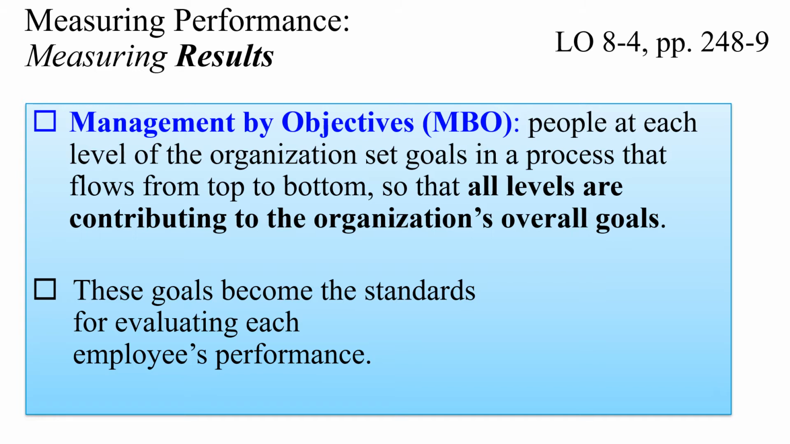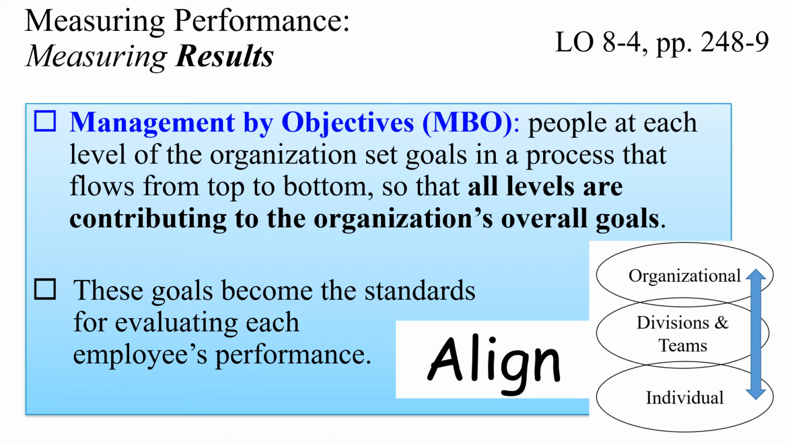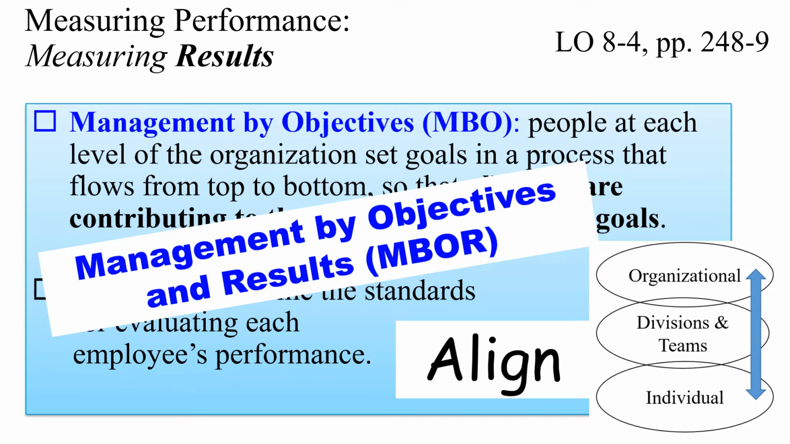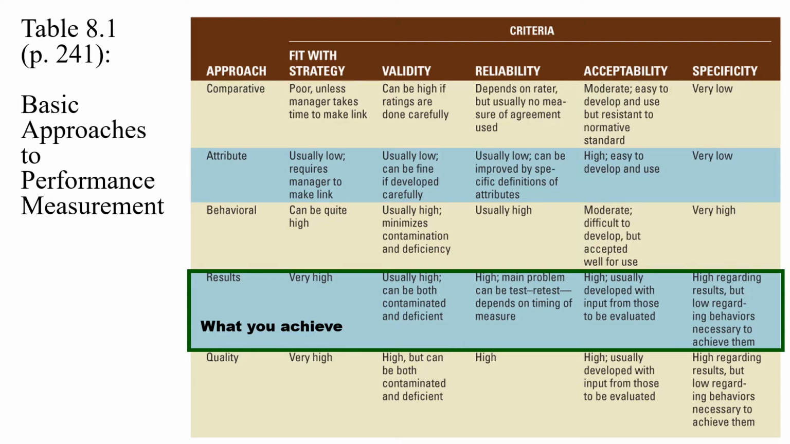And the older term is MBO. So we're reminding ourselves that we're looking for a method that aligns organizational objectives through the division and teams down to the individual, and we have alignments. And MBO can do that. A more recent term would be management by objective and results. It's a result type measure. So you may also see it as MBOR. So results, which is an outcome measure.